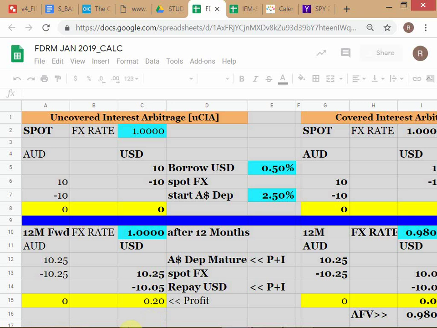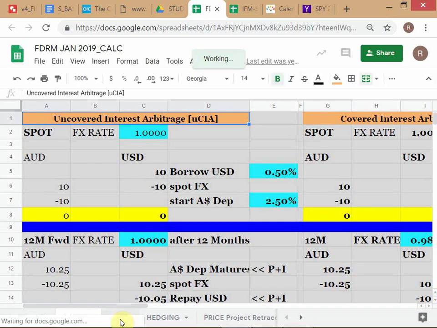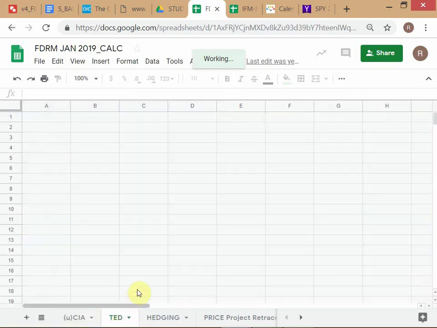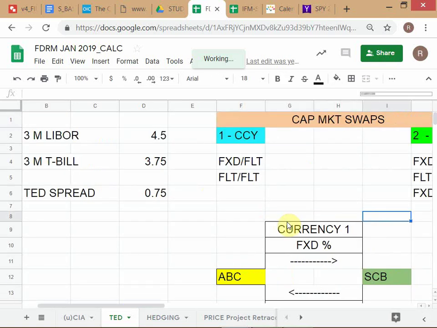Okay, so we are going to quickly, almost in a logical sequence, identify the 5 types of swaps that you can have, 5 types of capital market swaps. So we go to this sheet called TED. Can you all see the sheets at the bottom? Can you see, Ishan? So we go to TED where we had this LIBOR.